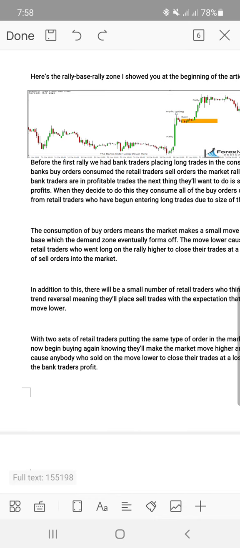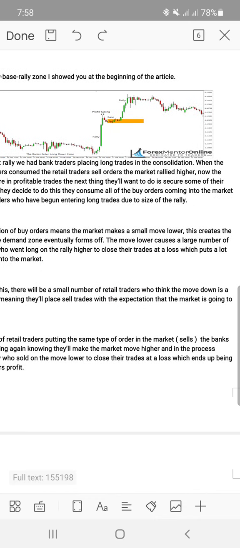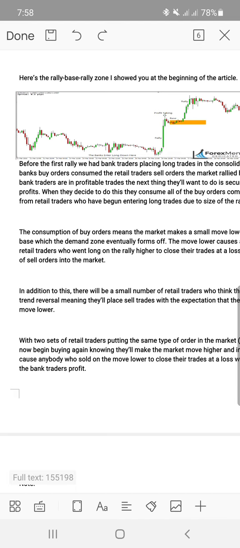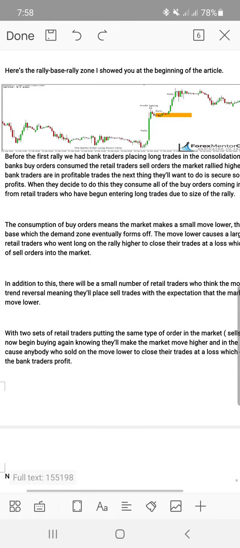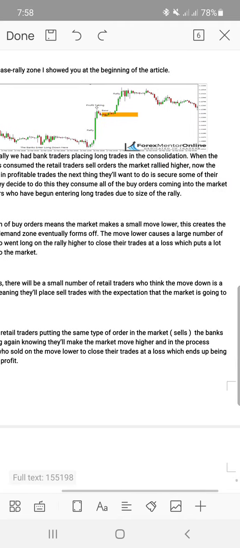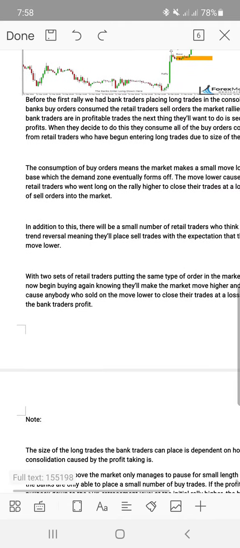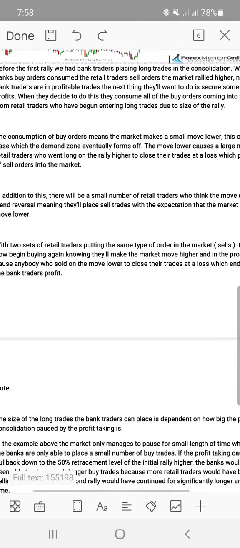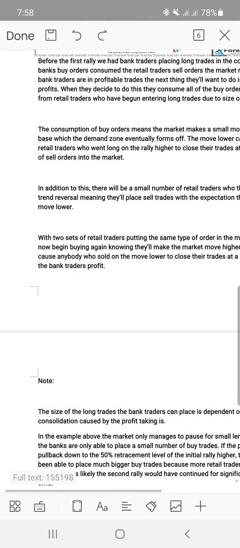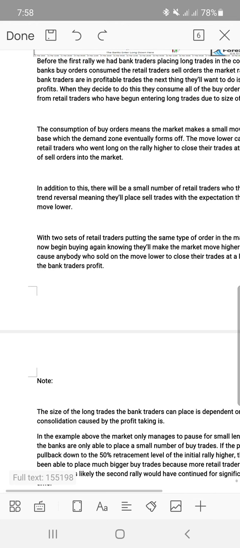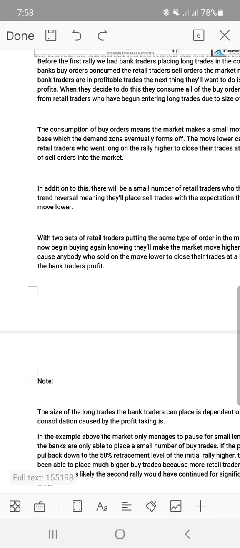Now, they said with two sets of retail traders putting the same type of orders in the market, sells, the banks now begin buying again. This point here, the banks now begin buying again, knowing full well they will make the markets move higher, and in the process cause everybody who sold on the move lower to close their trades at a loss, which ends up being the bank's profit. So you see that there's a battle between the institutional traders and the retail traders.